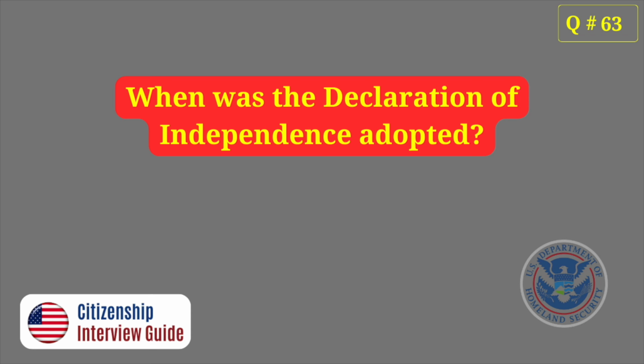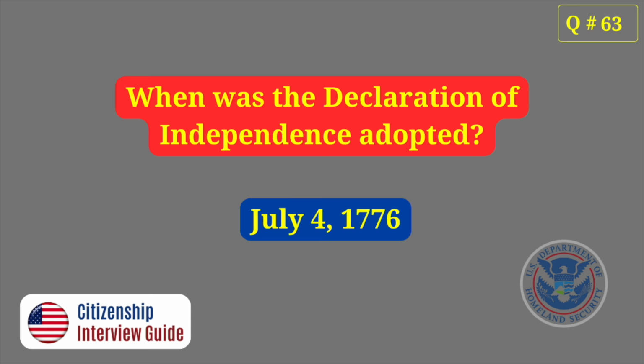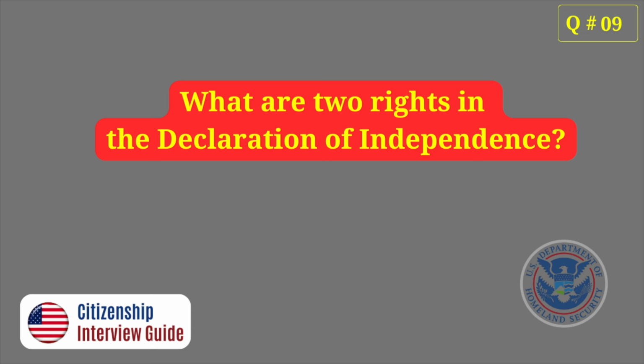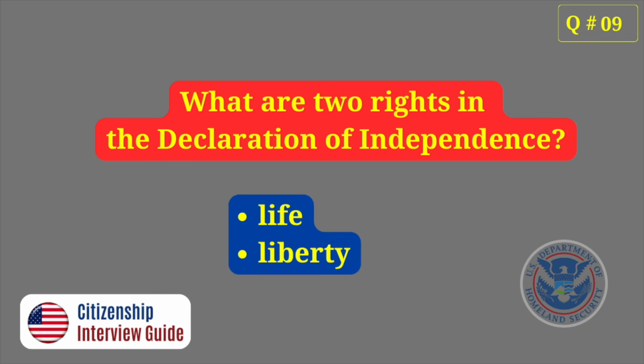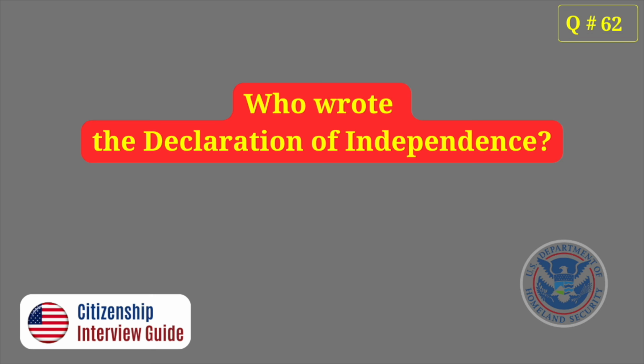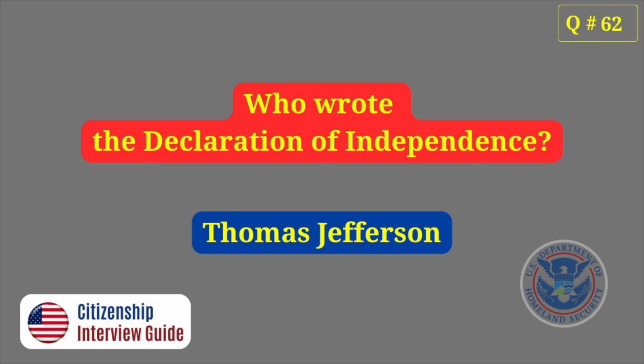When was the Declaration of Independence adopted? July 4, 1776. What are two rights in the Declaration of Independence? Life, liberty. Who wrote the Declaration of Independence? Thomas Jefferson.